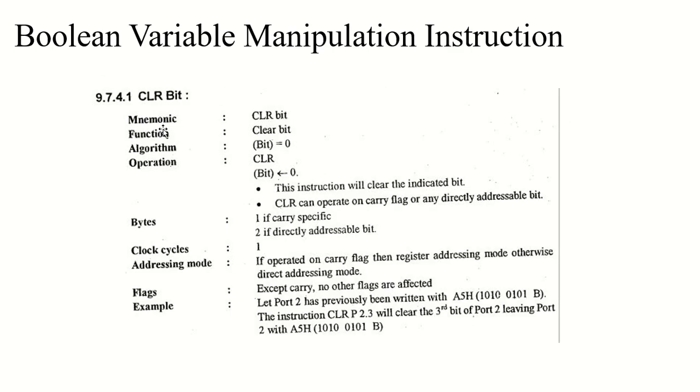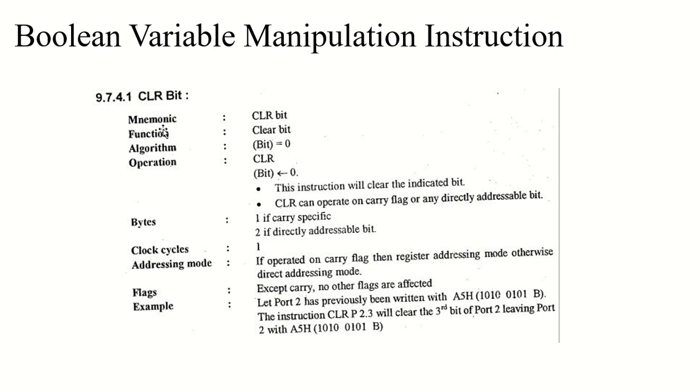So the first one is CLR bit. Previously we saw CLR accumulator, and we are now saying CLR bit. This will clear out the indicated bit, and CLR can operate on the carry flag or any directly addressable bit. It contains 1 byte if carry is specified, and 2 bytes if it is a directly addressable bit. In both situations it will take only 1 clock cycle.